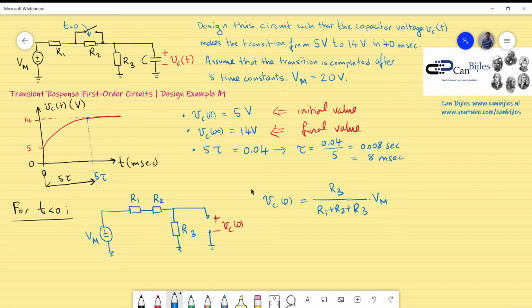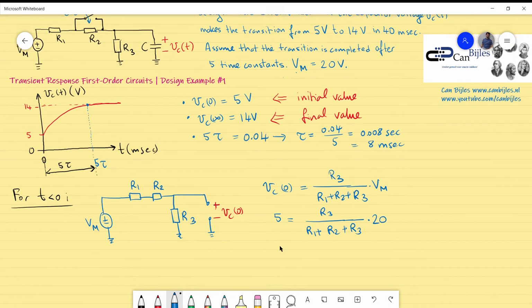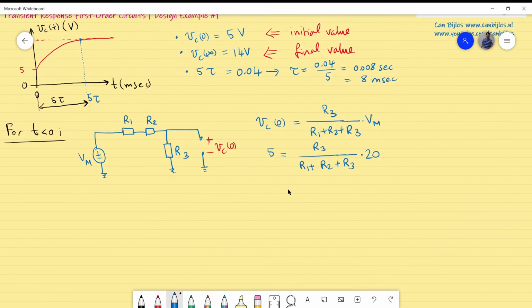Now let's fill in the given values. This is 5, the left side. The resistors are all unknown, so I will write them down as they are, and we will try to figure them out using the other equation we have to set up, and this is 20. If I simplify this, I can divide by 20, and then I arrange the situation. What I get is the following: 1 over 4 is equal to R3 divided by R1 plus R2 plus R3.